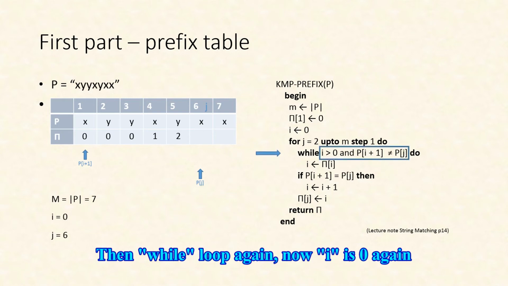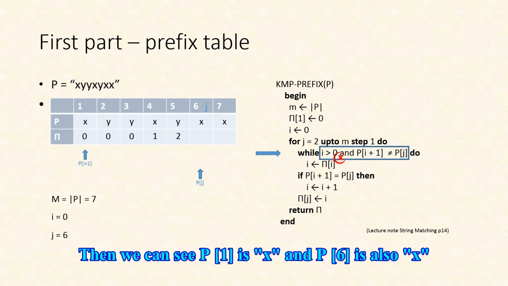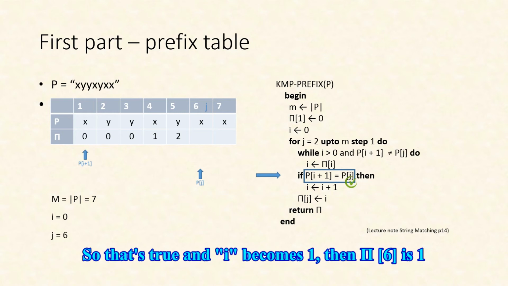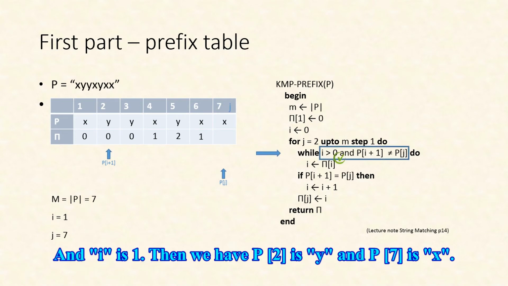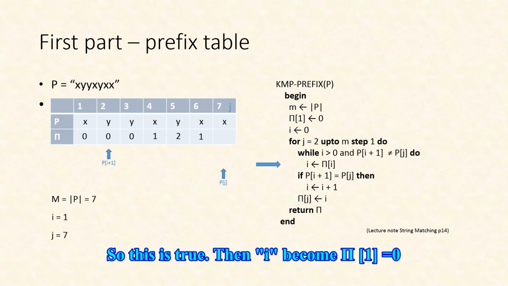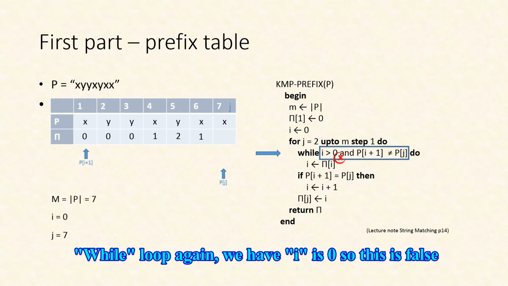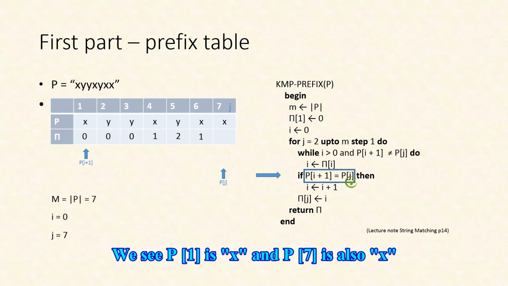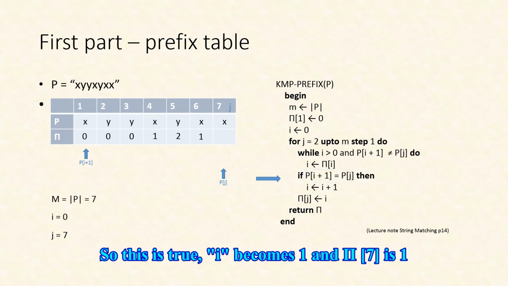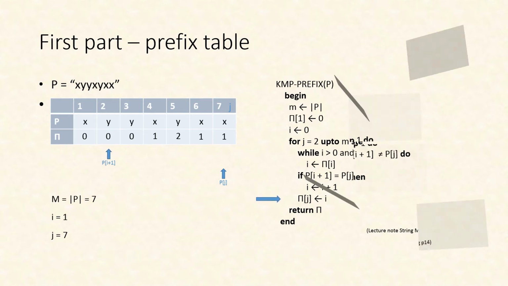While loop again. Now i is 0 again. Then we see p1 is x, and p6 is also x, so that's true, and i becomes 1. Then pi[6] is 1. For loop again. j is now 7, and i is 1. Then we have p2 is y, and p7 is x, so this is false. Then i becomes pi[1], 0. While loop again. We see p1 is x, and p7 is also x, so this is true. i becomes 1, and pi[7] is 1.